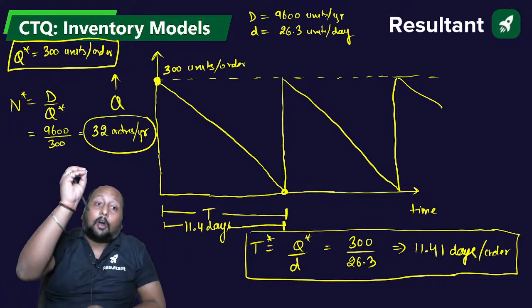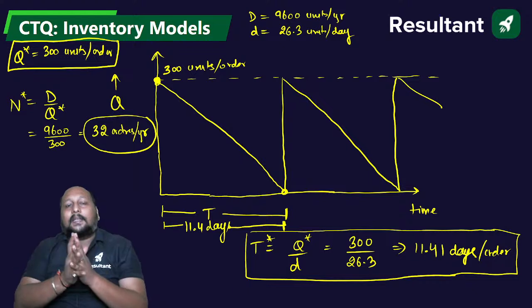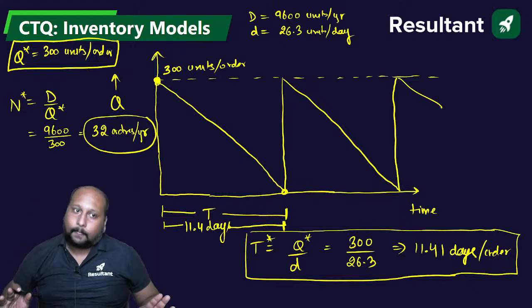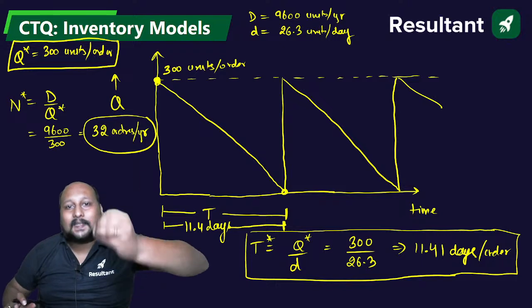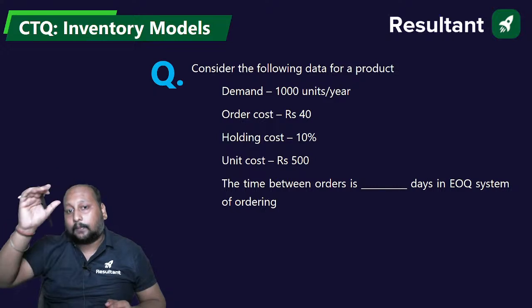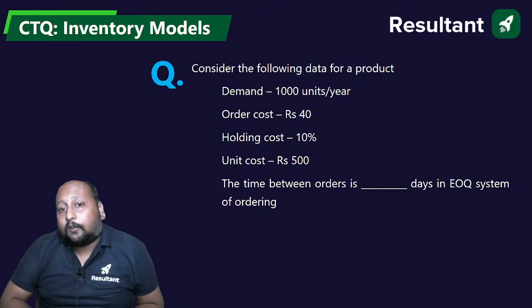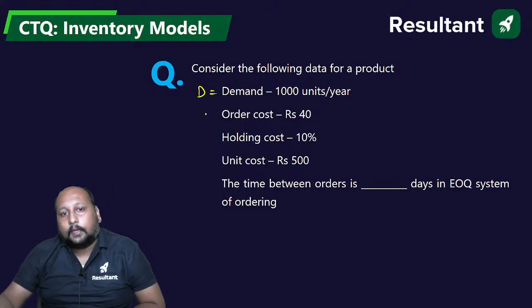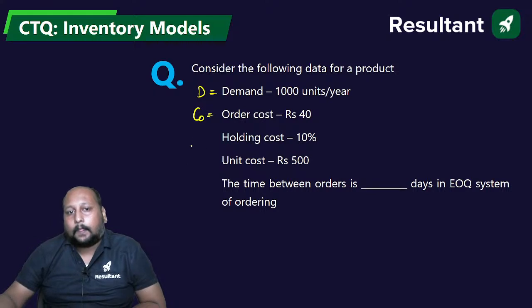That is the optimum. This N star and T star are called the optimum number of orders and the optimum duration. Clear? So based on the same logic, let us take one more example so as to understand this in a much easier way. Now consider the following data for a product. The annual demand is given. Ordering cost is given. Holding cost.